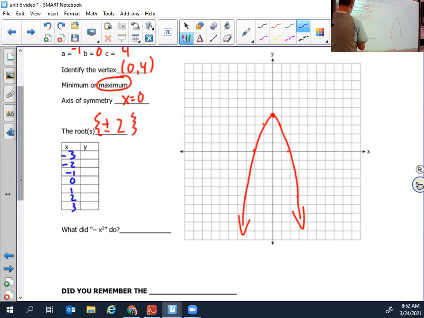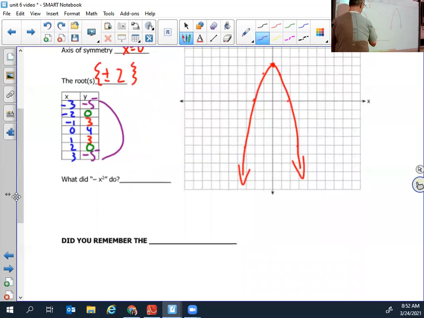Then I would do 4, and then 3 and 3, and then 0 and 0, and then -5 and -5. Once again, they match up across that axis of symmetry. And what did the negative x do? It flipped it, made it a frowny.